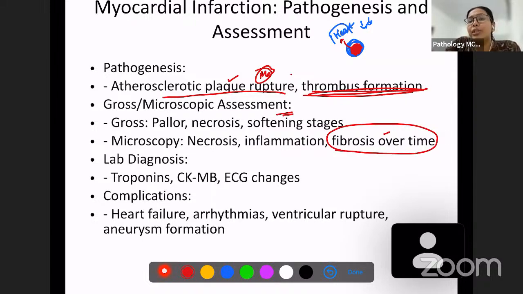And what is the laboratory diagnosis? This also we have discussed. So what is the first enzyme which is going to get high?